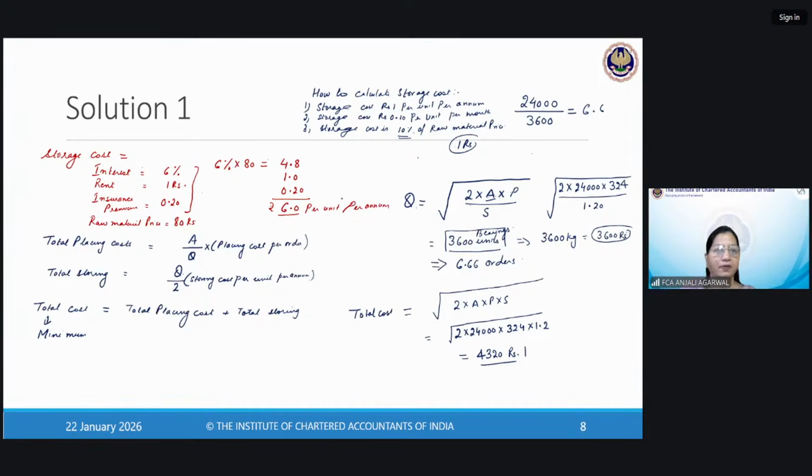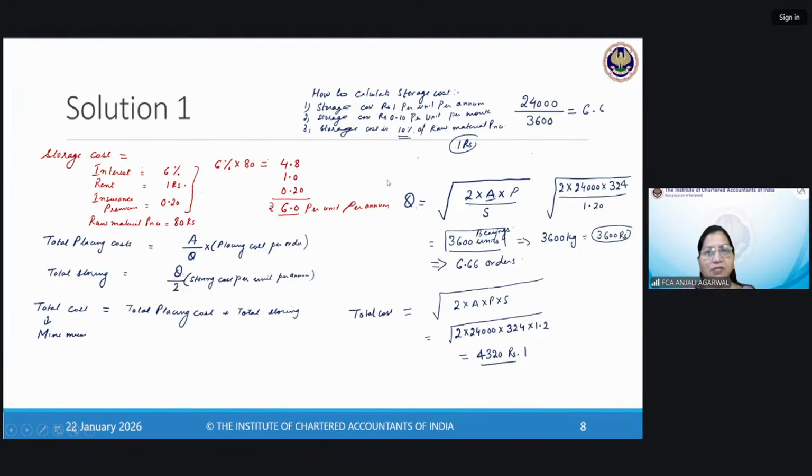Okay. So ordering cost would generally be given very directly, but storage cost may be given as a component of different parts of the storage cost: the interest, the rent, the insurance premium, the godown keeper's care, and all that stuff. So you have to add up all the components to find out the storage cost per unit per annum. So this is how you calculate the storage cost, right?